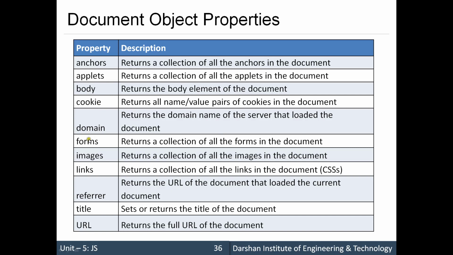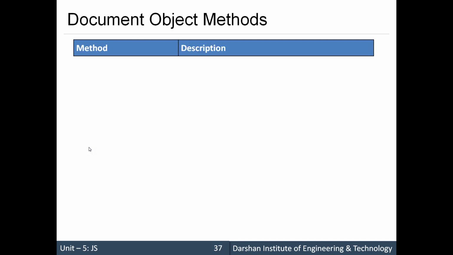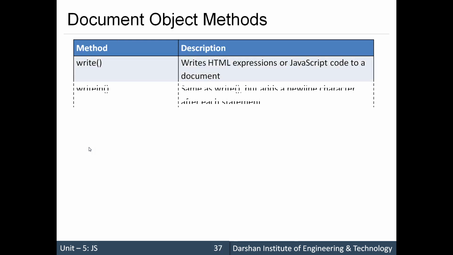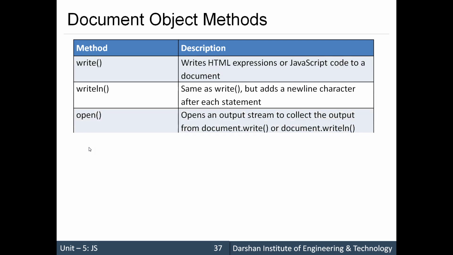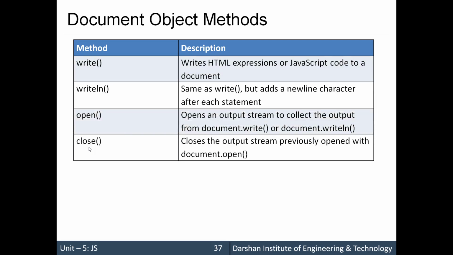We are going to see body and forms again in detail. So these are all the properties of the document object. You can go through each and every property. Similar to properties, we'll have methods also with the DOM, like write. We have already used writeln to append a new line character, similar to write but with a new line character after each statement. Open and close of the string.